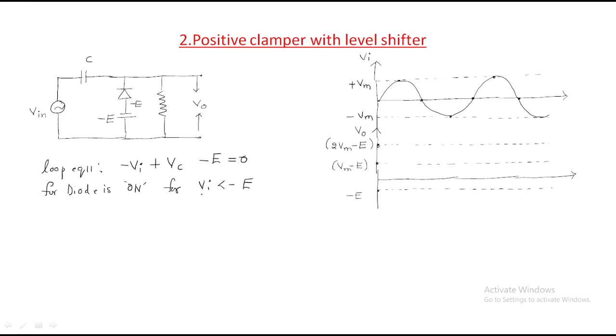That means Vi must be approximately equal to minus Vm. Only at that condition will the diode be on. So simply apply this to Vi. In place of Vi you will get minus Vm plus Vc minus E equals to 0.